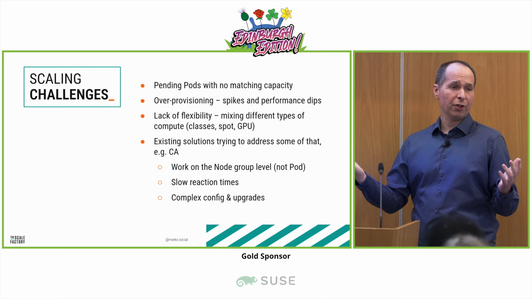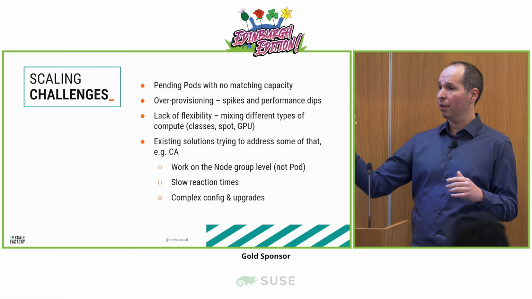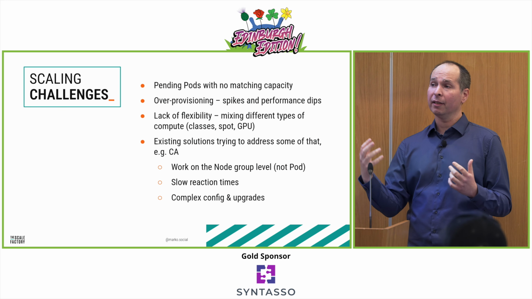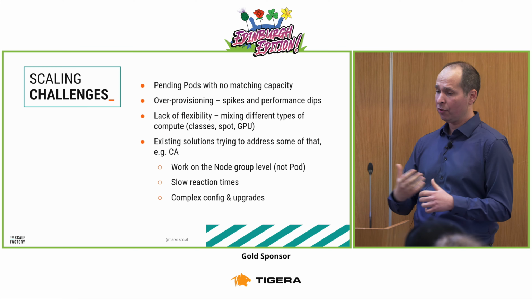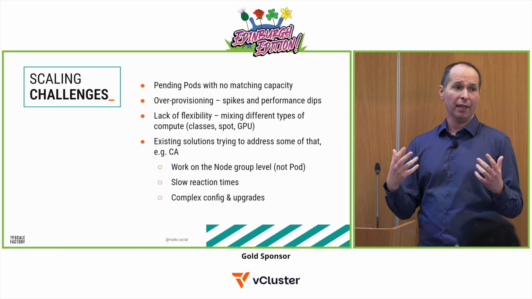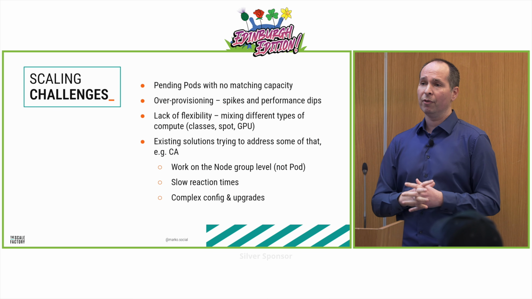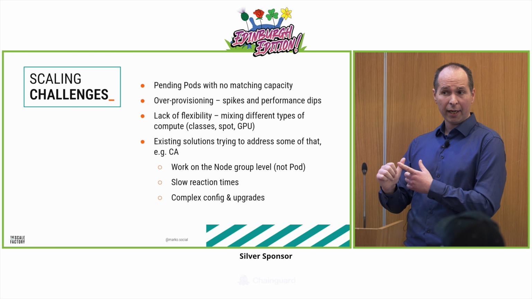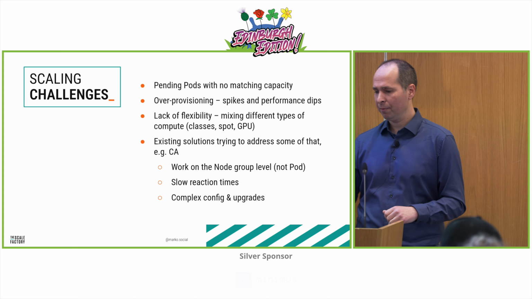There might be slow reaction times as well, so when you have those quick bursts of scaling events, Cluster Autoscaler or similar solutions might need a long time to ramp up the capacity so your pods get scheduled. And maintaining that might be complex, or might take very intense operational overhead to make sure that you're either upgrading it or adapting configurations based on your workloads.